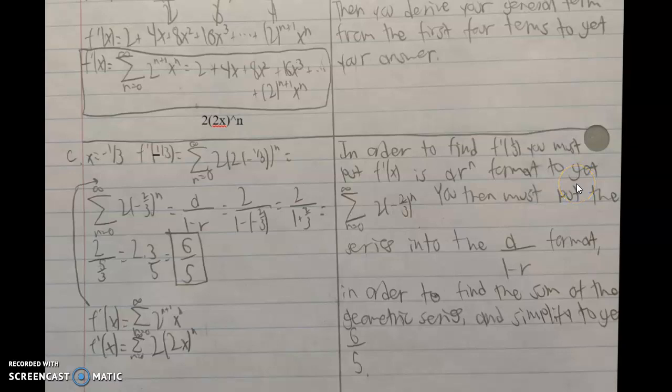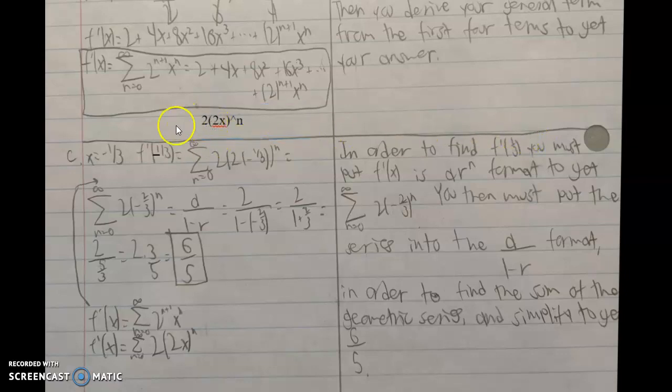Now, finally for part C. Part C asks, using the Laurent series you found in part B to find the value of f prime of negative 1 over 3. So using the Laurent series in part B to find f prime of negative 1 over 3, I put the series into the a times r to the power n format.